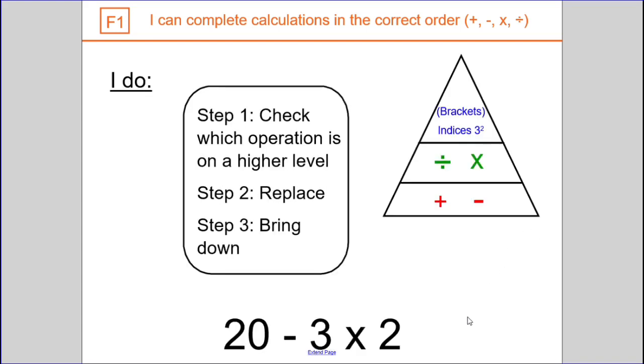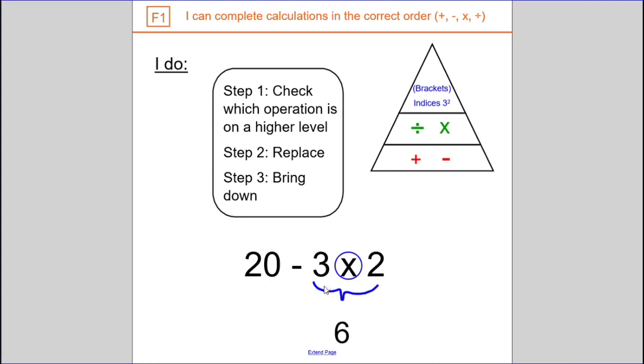20 subtract 3 multiplied by 2. As you can see, our pyramid is over here and we've got our step 1, which is to check which operation is on a higher level. So we're going to be comparing subtracting and multiplying. I can see multiplying is higher than subtracting, so I need to start with that first.